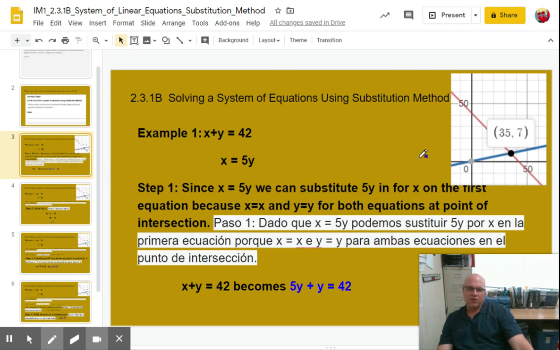But we're going to ask you to solve this algebraically many times in this class, so we need to know how to do that. We already know what the answer should be, but how are we going to get there algebraically?